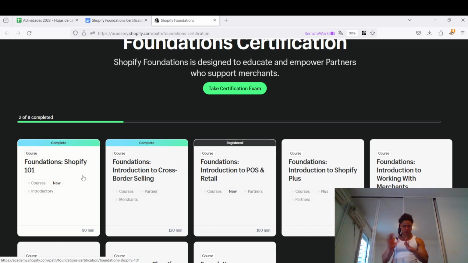So I'm going to make a quick recap over the entire module and sections. Section one, the Shopify 101 module one, shows you about Shopify, understanding the merchants and their needs. How are merchants labeled based on their business size?